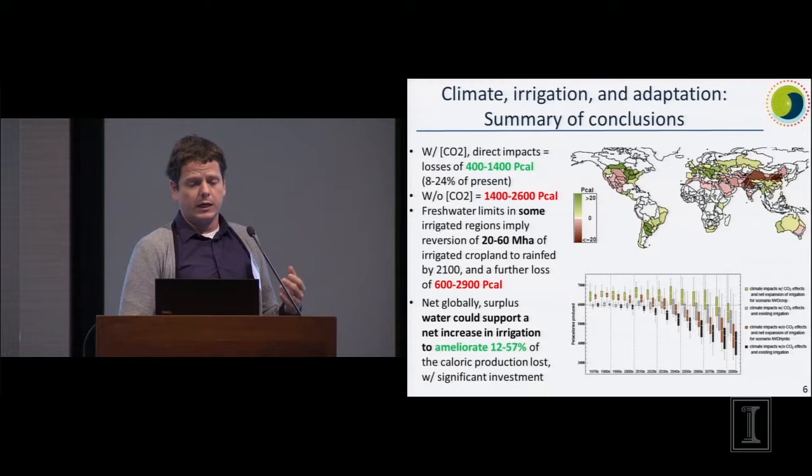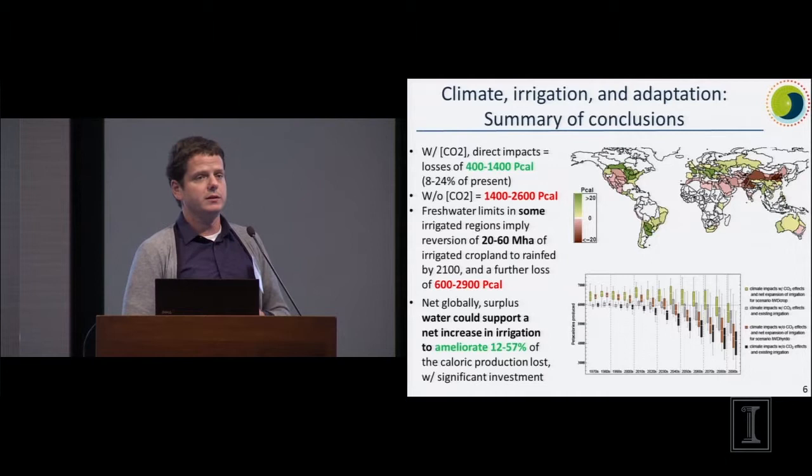In total, what we found in the project is that with including the effects of CO2, the direct effects of climate change had something about a 400 to 1400 petacalorie loss of productivity on current agricultural lands, with no change in irrigated areas, which is about 8 to 24% of present day calorie production. Without CO2, that direct effect is of course much, much more severe, 1,400 to 2,600 petacalories.